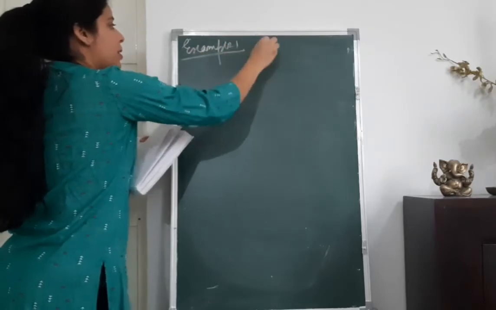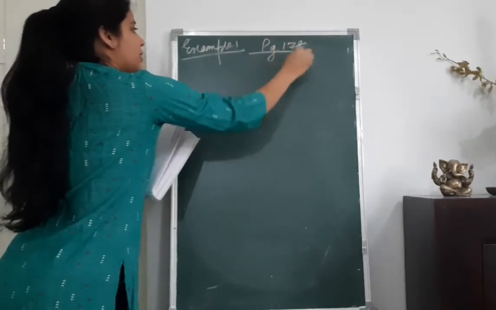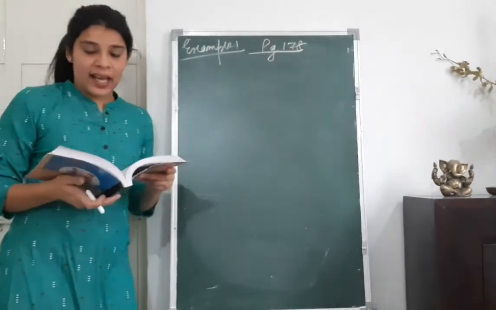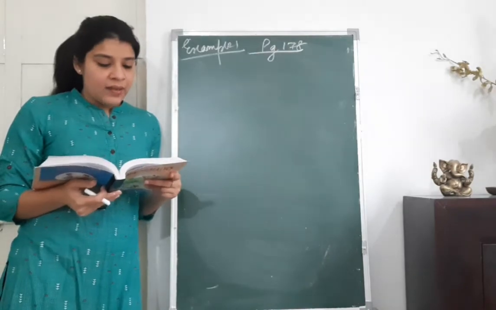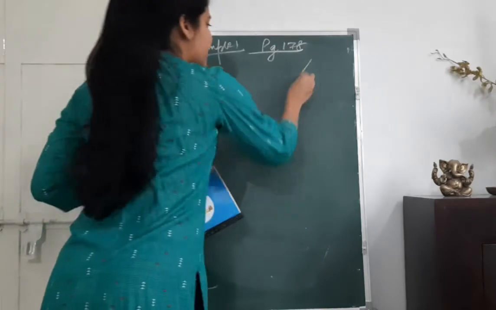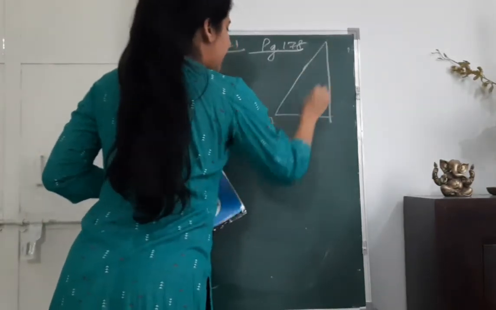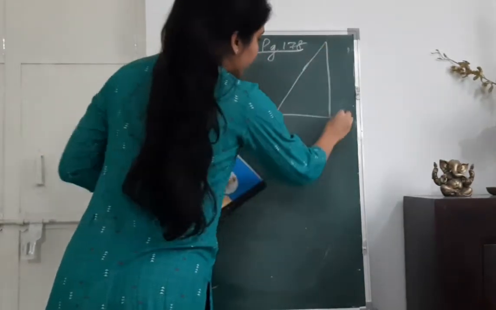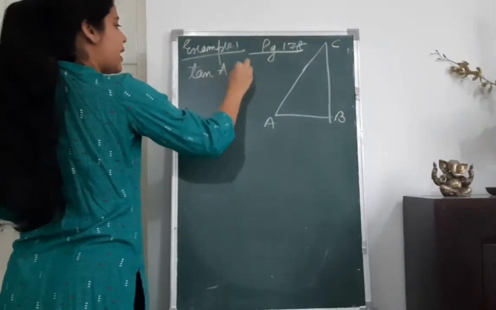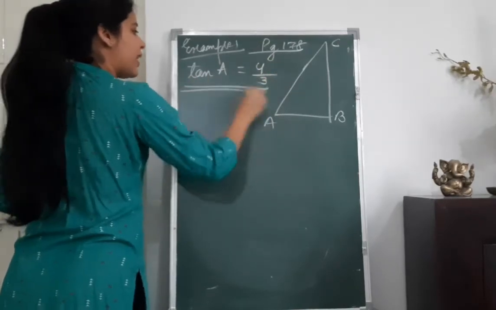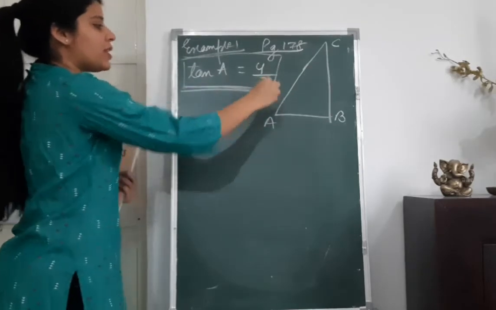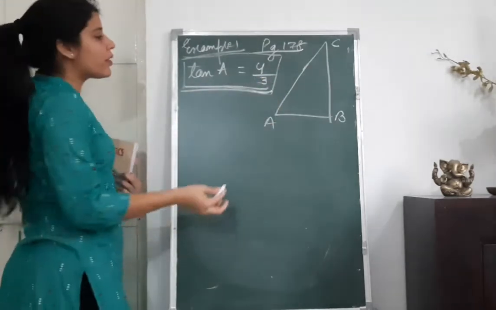Example first, page 178. Given that tan A is equals to 4 by 3, find the other trigonometric ratios of the angle A. So basically there is a triangle ABC, and they have given you tan A is equals to 4 by 3, right? With the help of this, you have to find out all the other trigonometric ratios for this triangle.